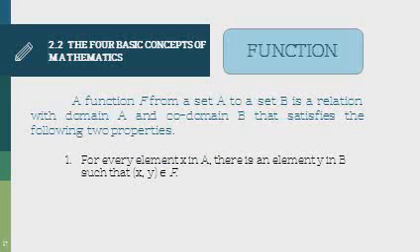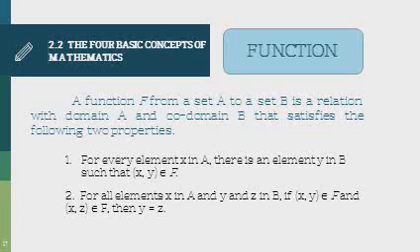Okay, number 1. For every element x in A, there is an element y in B such that x, y is an element of F. Almost the same lang din sa relation. So, observe nyo lang what is the difference. Number 2. For all elements x in A and y and z in B, if x, y is an element of F, and x, z is an element of F, then y is equal to z.